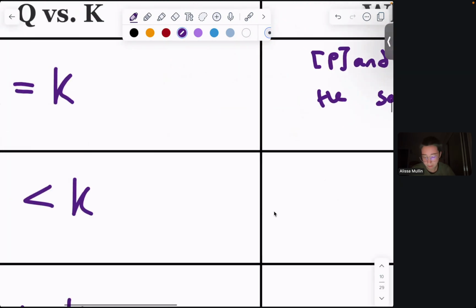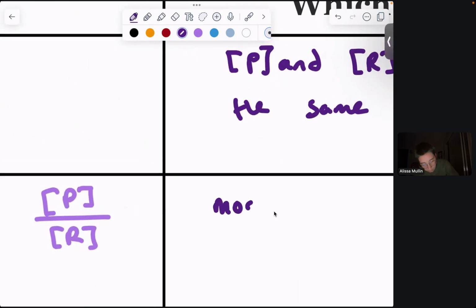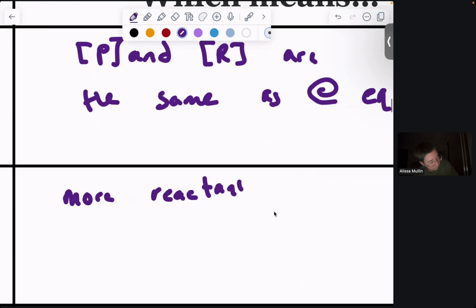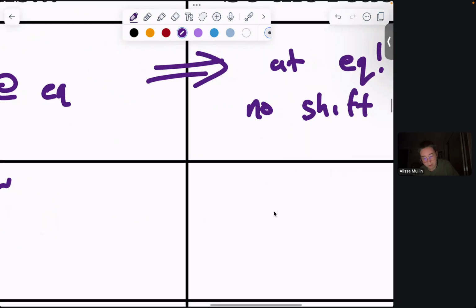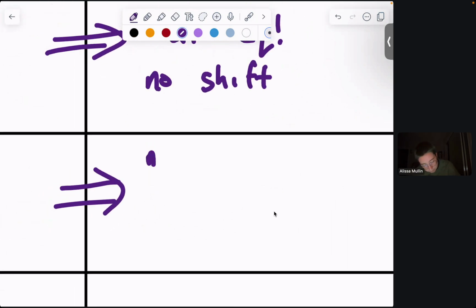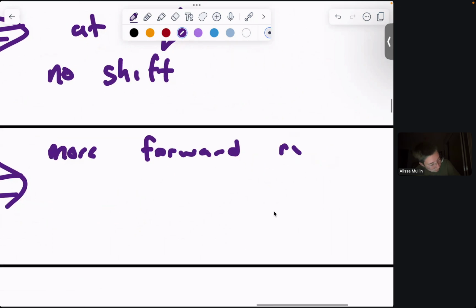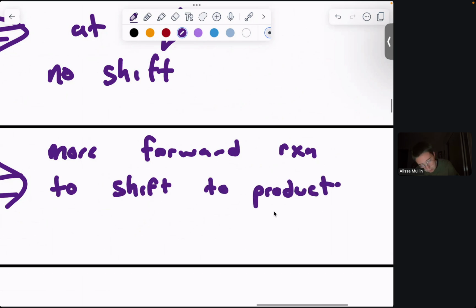But if you have a Q that is less than your K, if you do this little calculation, products over reactants, and you have something that is smaller than K, you must be dividing by something bigger. You have more reactants, right? So if you have more reactants than what you would have at your balanced equilibrium, then the reaction is going to react to that. You are going to do forward reaction for the time being. So your reaction is going to shift to the products. All right, shift towards products, that's usually the phrase we would use.